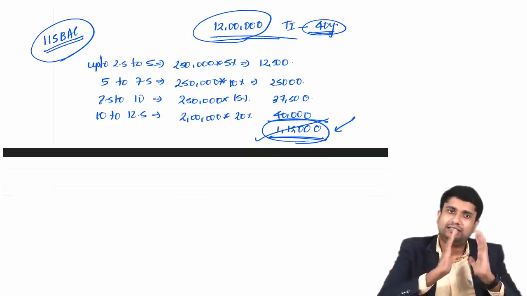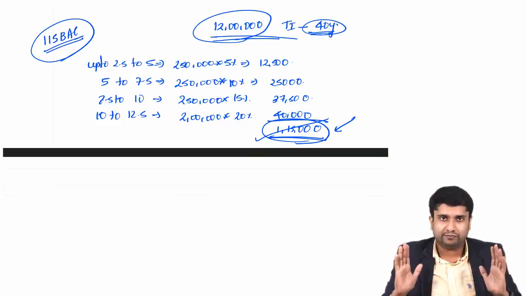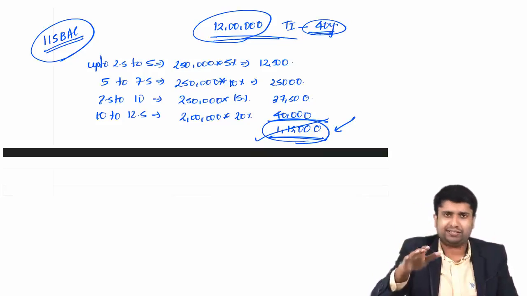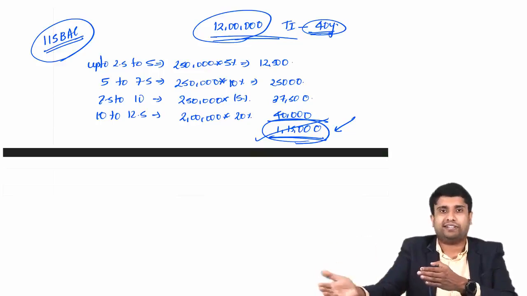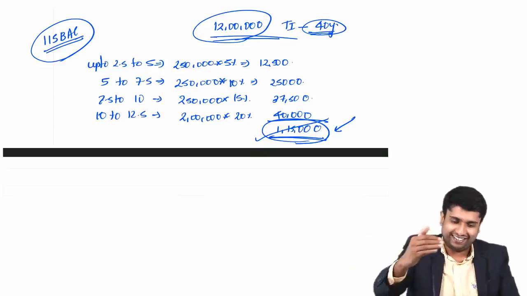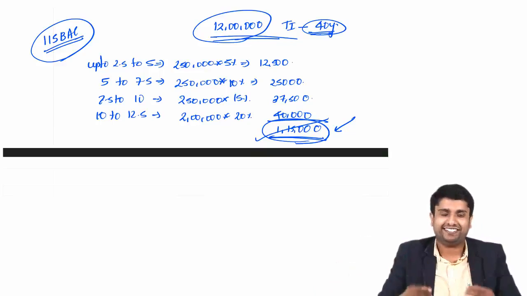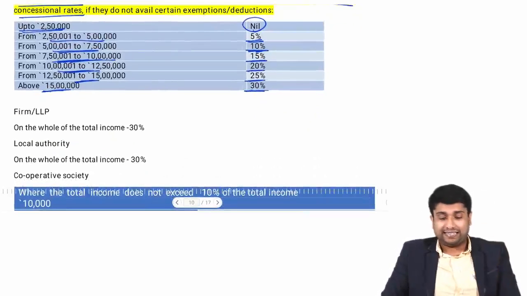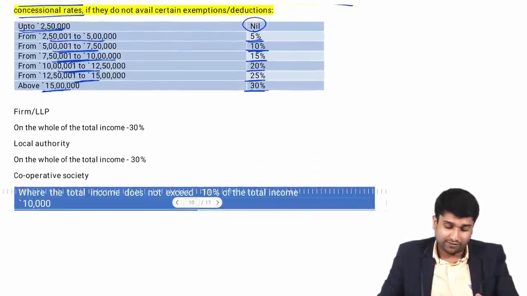For the time being, this much understanding is more than enough. Are you with me? Again, I haven't mentioned the conditions under 115BAC. That definitely I will cover in chapter 8. For the time being, be patient. Be with me. That is more convenient. So let's move forward. That's what I was saying. We were discussing the slab rates of individuals, right?